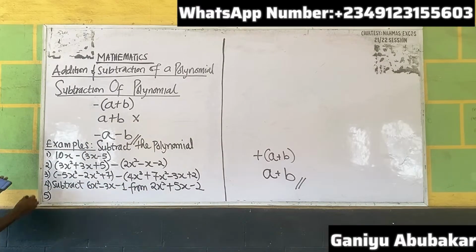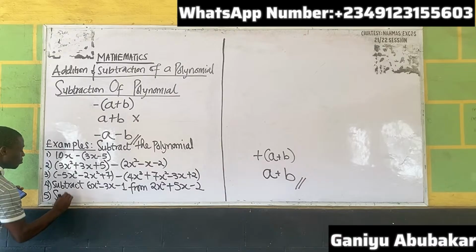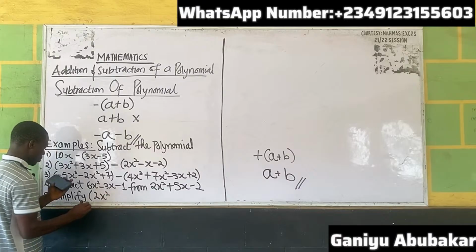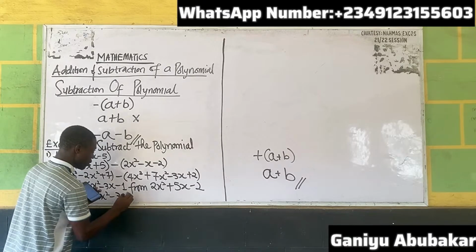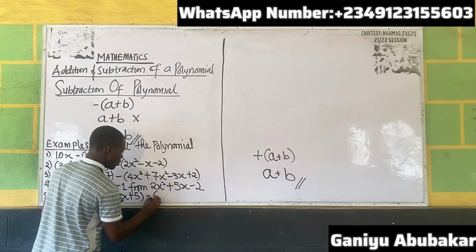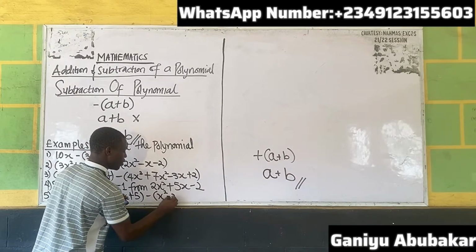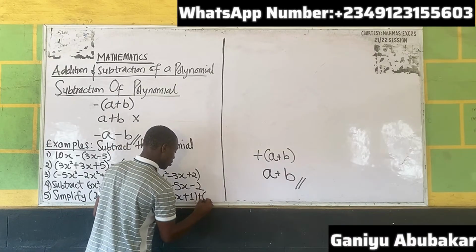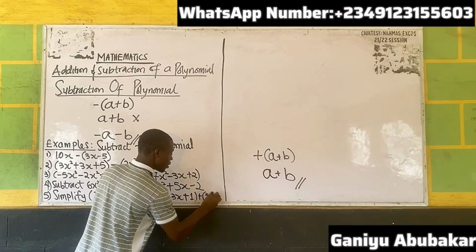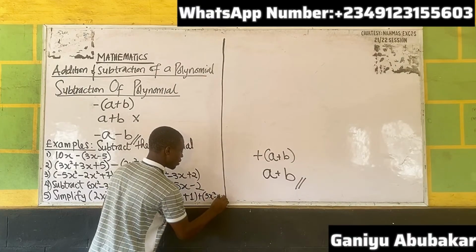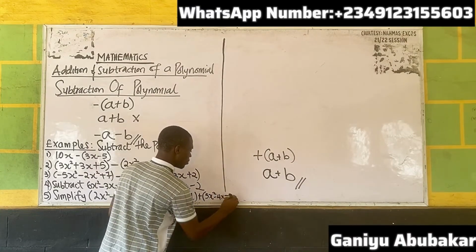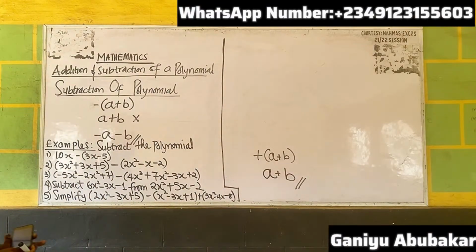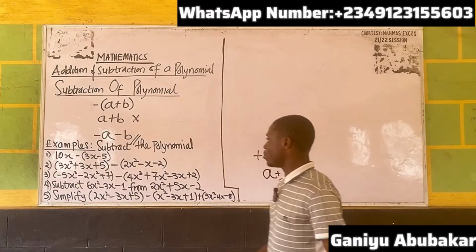Finally, number five, it says simplify 2x squared minus 3x plus 5x squared minus 3x plus 1, then plus 5x squared minus 4x minus 8. So let's try these questions and see how it works.